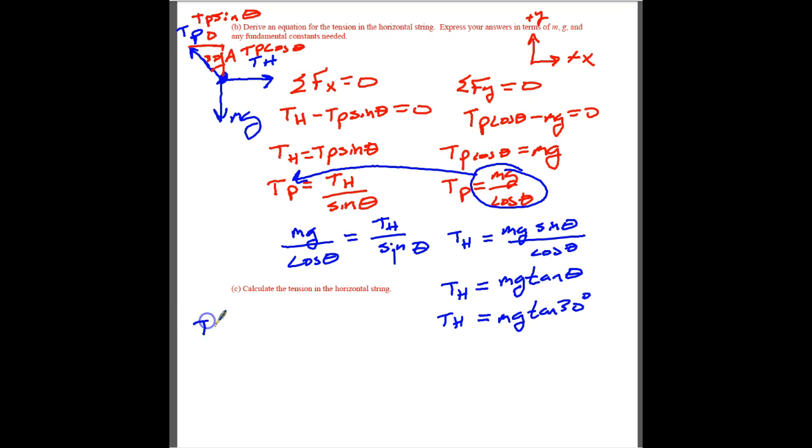So let's find it. We have TH is equal to, if you remember back in the problem, they told us that the mass of this ball was 1.8 kilograms. So we're going to put in our mass, 1.8 kilograms, for m. Gravity, let's go ahead and use 9.8 just for fun. We can usually use 10, but we're going to use 9.8 here. And then we want to take that times the tangent of 30 degrees. So 1.8 times 9.8 times the tangent of 30 gives us approximately 10 newtons. And that is the end of this problem.